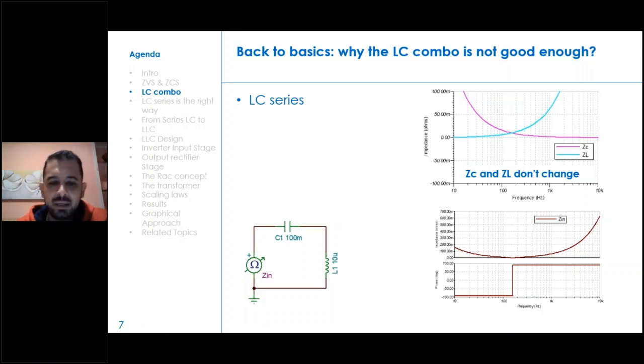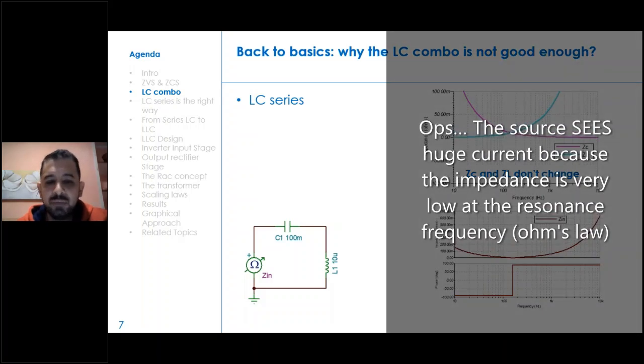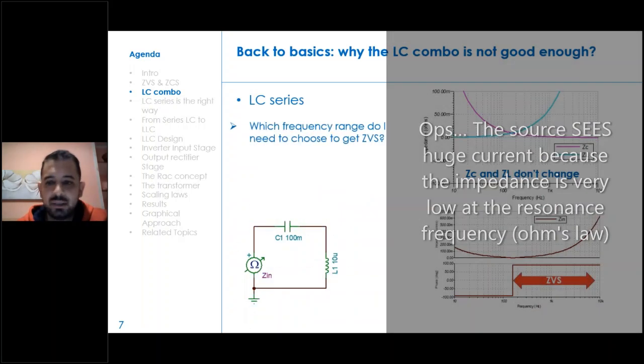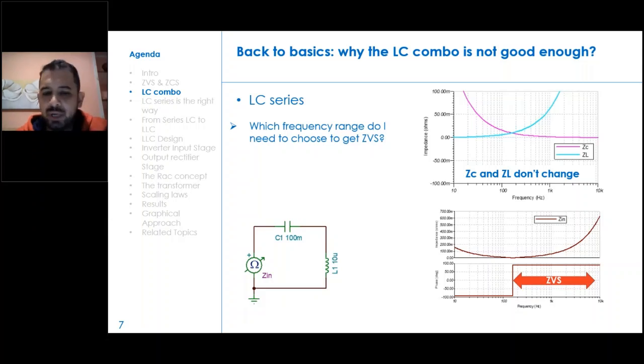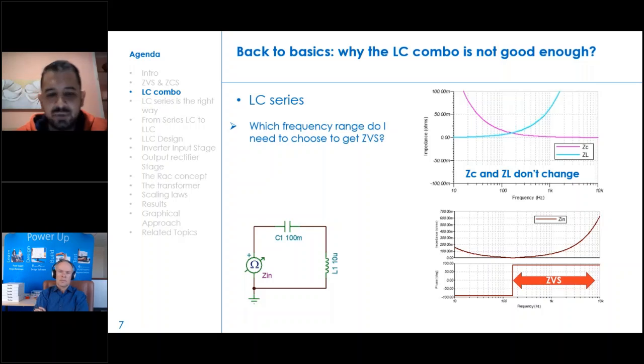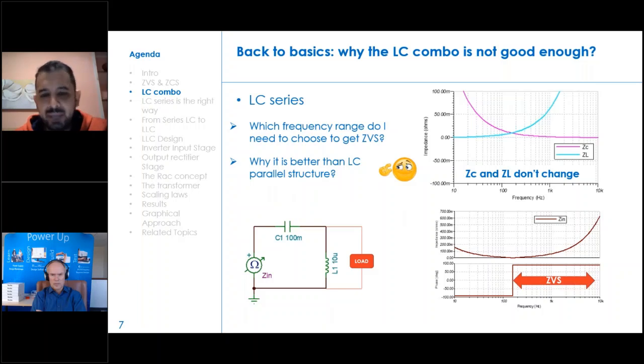And this is the reason why the source does not see huge current, because the input impedance is very low at the resonance. Same discussion here. Where do I get zero voltage switching? According to the statements we made before, I get zero voltage switching when I work in the inductive zone. So the input impedance phase that you see on the bottom right suggests we need to stay on the right side of the resonance.